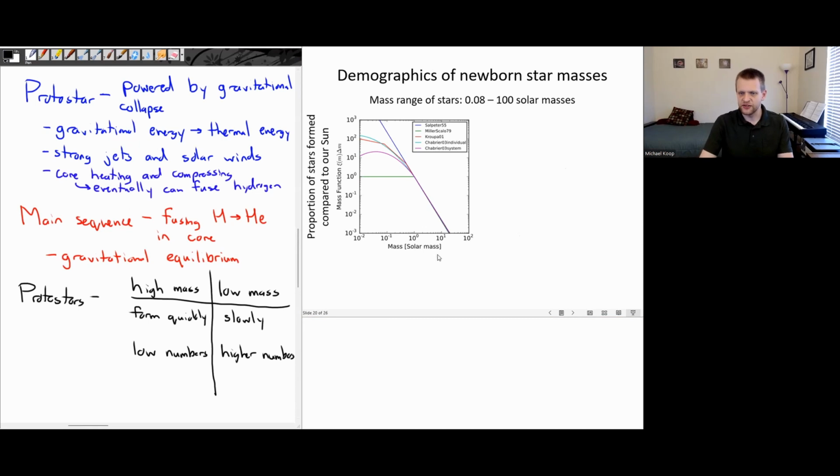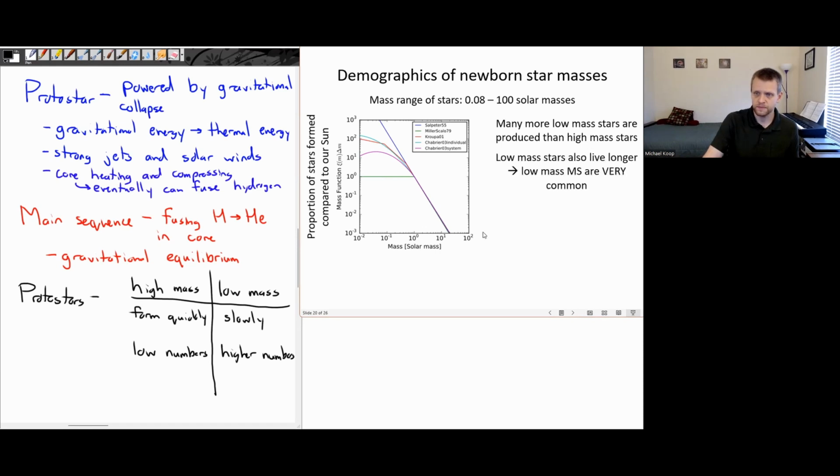So this graph is trying to represent approximately how many stars will form for different solar masses. If I have a low solar mass, lots of stars are going to form. These are different models trying to make these estimations. Low mass stars will form in much greater numbers. High mass stars are going to form in much smaller numbers. So we get many more low mass stars being produced than high mass stars.